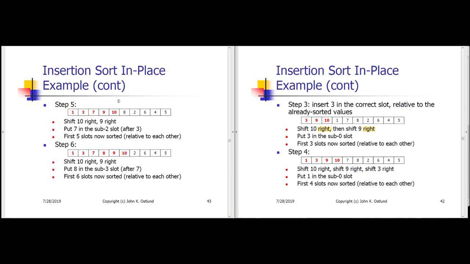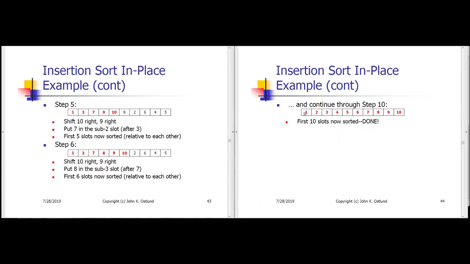Okay, so step 5 inserts 7 into the correct place relative to 1, 3, 9, and 10. Step 6 inserts 8 into the correct place. At each step, the values that we have processed so far end up sorted relative to each other. We continue up through step 10, and then, of course, we're done.